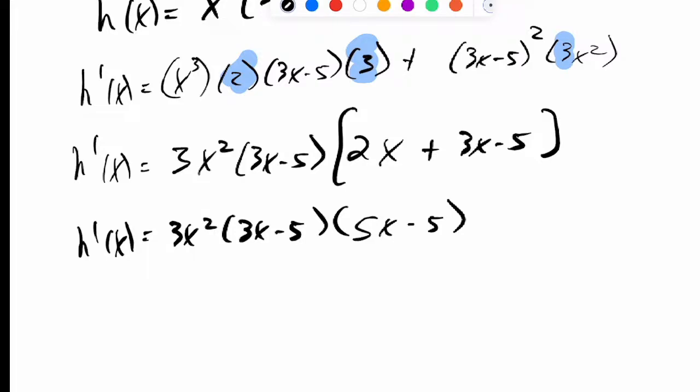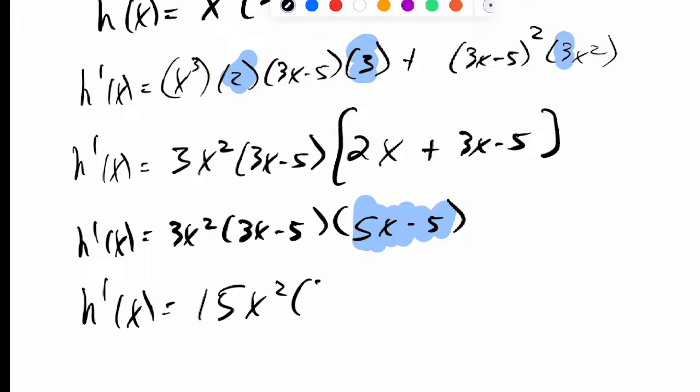And Shams, you might have forgotten to GCF out the 5 here. There's a common factor of 5 here. So h prime of x is 15x squared, 3x minus 5, x minus 1.